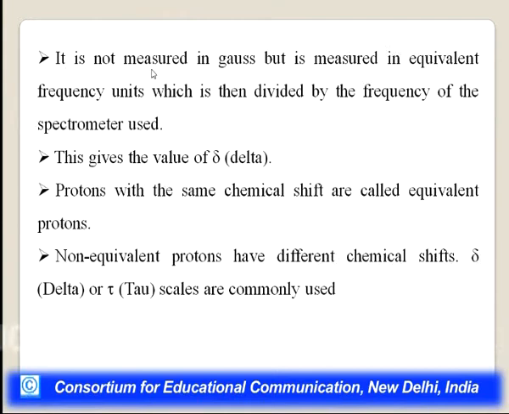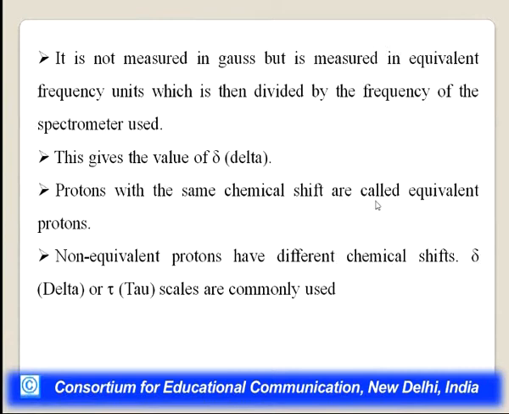It is not measured in Gauss but measured in equivalent frequency units, which are then divided by the frequency of the spectrometer used. So we can see that both values will cancel out, the frequency of the shift and the frequency of the spectrometer, that is, the frequency of the radio waves. Ultimately we have a value of delta.